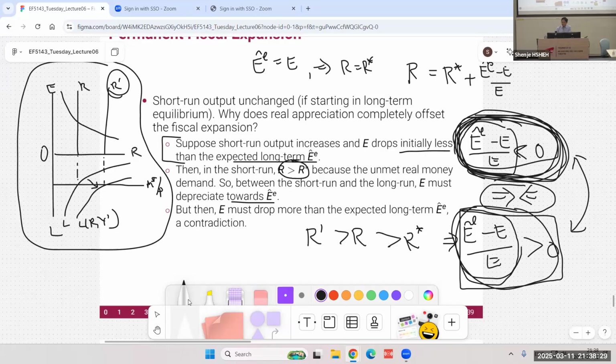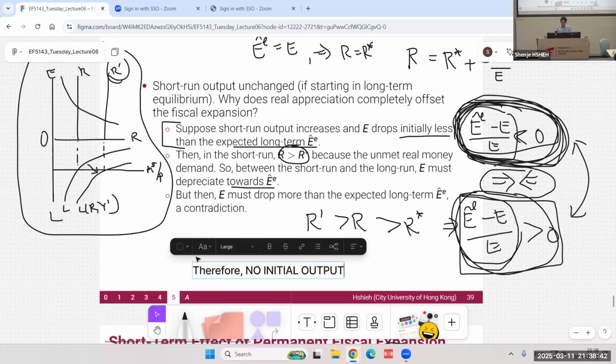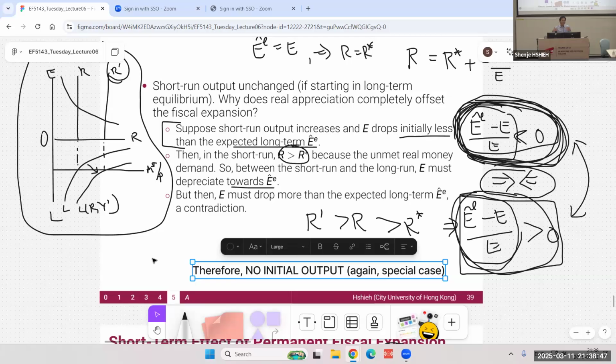So we must conclude that there is no initial output. Of course, again, this is a special case. But it highlights this crowding out effect that's very pernicious and bad in terms of its effectiveness in creating output, because the crowding out effect is really undermining the policy action.